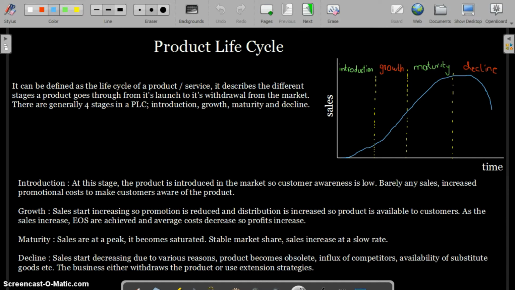So, product life cycle. Product life cycle is basically the life cycle of a product, as the name is self-explanatory. The stages which a product goes through from its launch to its withdrawal from the market. So that's the basic definition. It describes the different stages a product goes through from its launch to its withdrawal from the market. There are generally four stages in a PLC: introduction, growth, maturity, and decline.